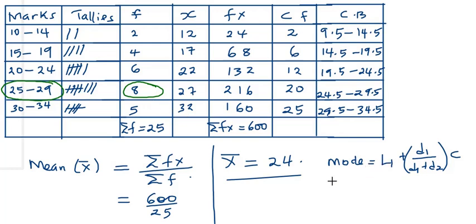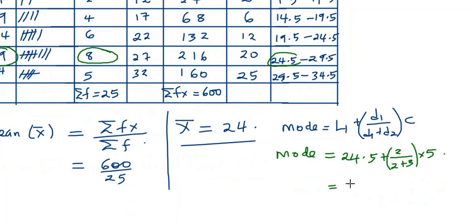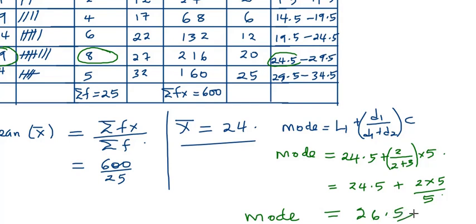So from there, we can go ahead and have mod being equal to the lower class boundary is 24.5 plus, we need to get D1, the model frequency minus frequency before, so this is 2, divided by 2 plus D2, which is model frequency minus frequency after, so this is a 3 here, then times the class width, which is 5. So this is 24.5 plus 2 times 5 all over 5. So mod becomes 26.5. That is our mod value.